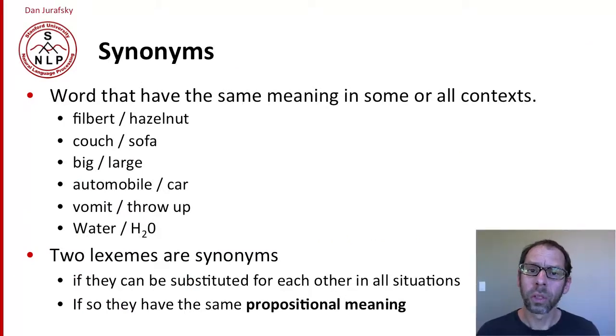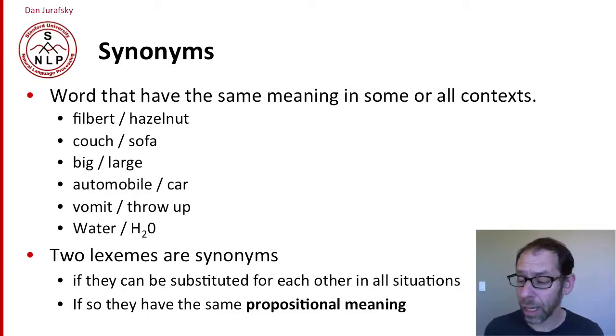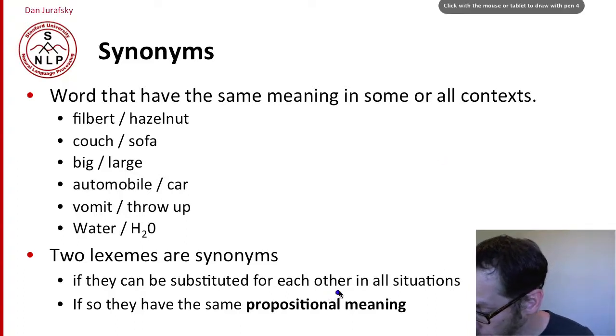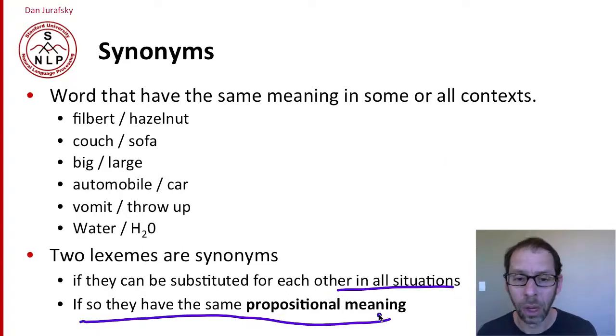We say two words are synonyms if they have the same meaning in some or all contexts. So a nut can be called hazelnut by some people and filbert by others, and it means the same thing. Or a couch and a sofa, or the words big and large, or automobile and car. So we say two lexemes are synonyms if they can be substituted for each other in all situations. And if that's the case, we say they have the same propositional meaning.